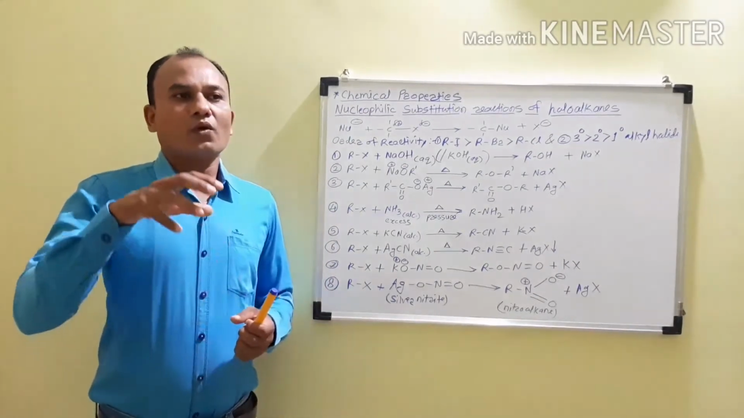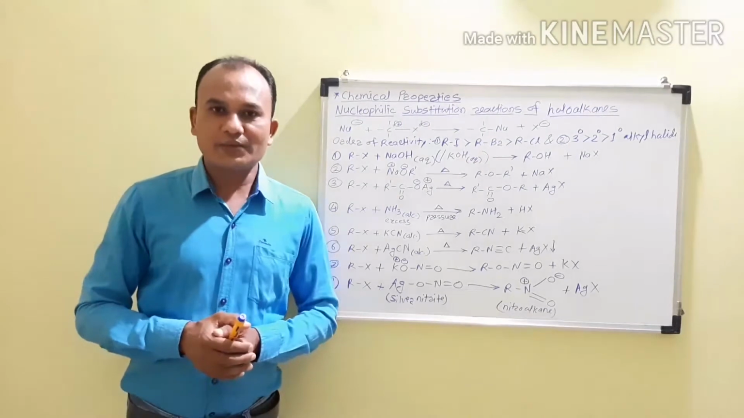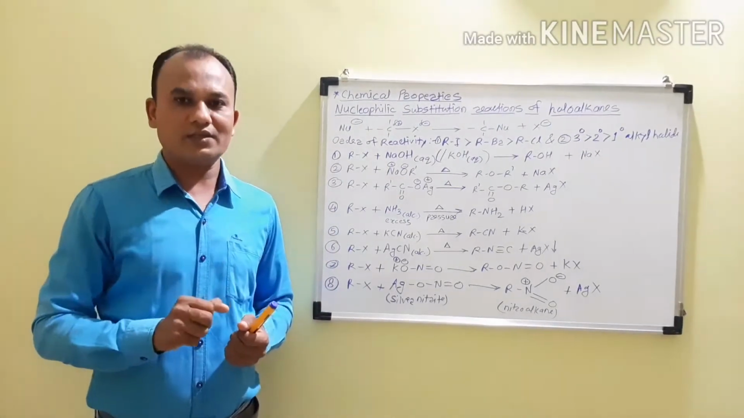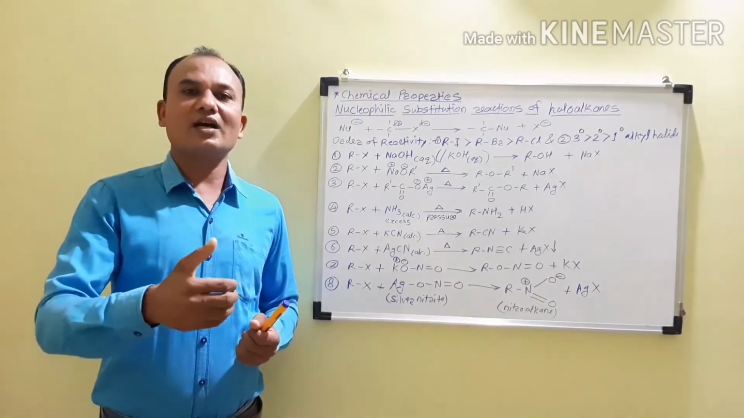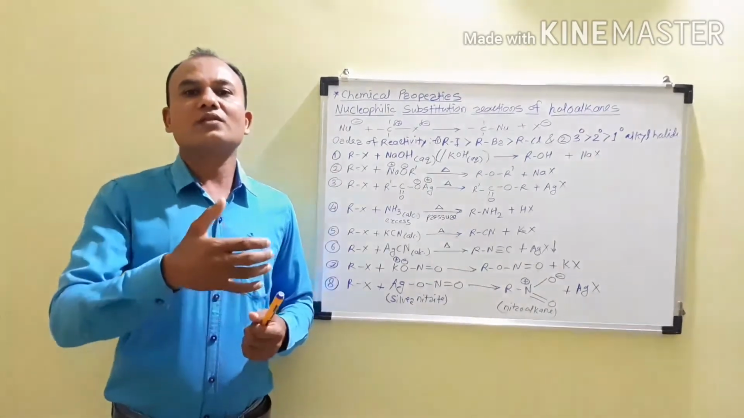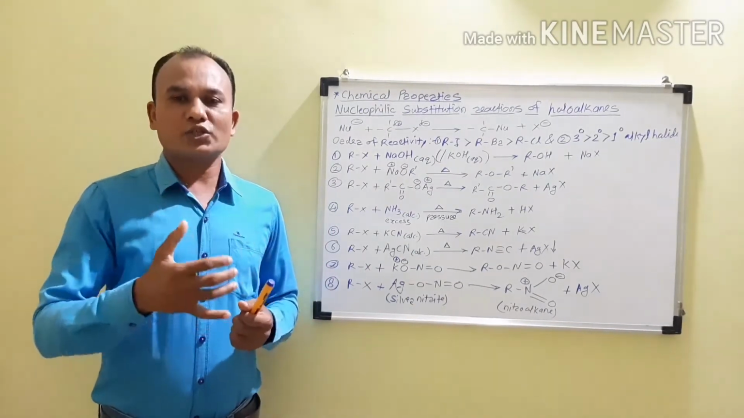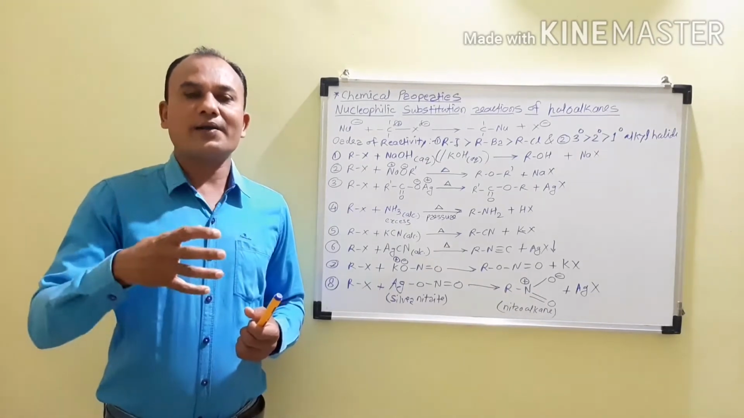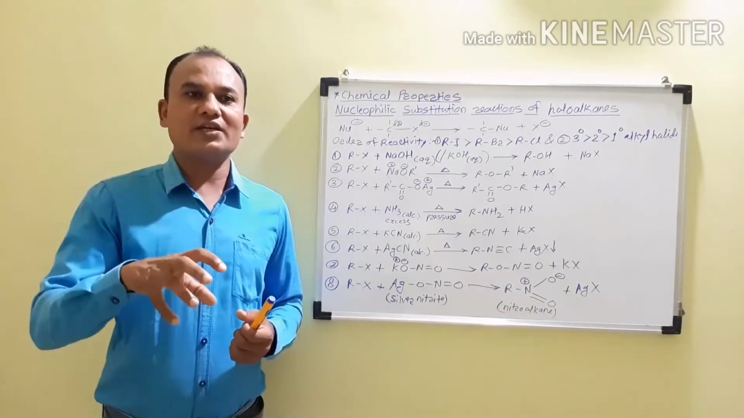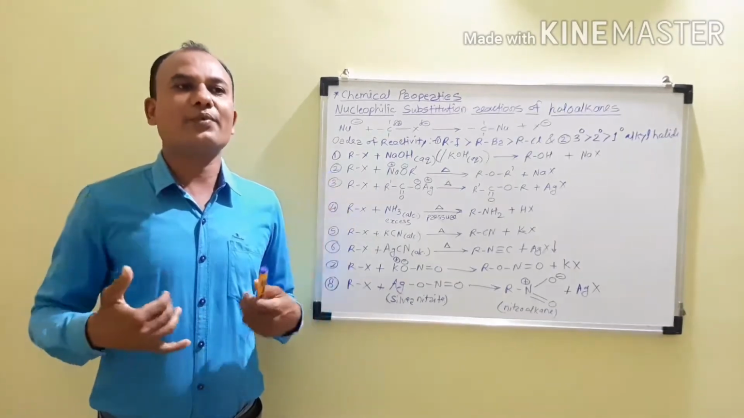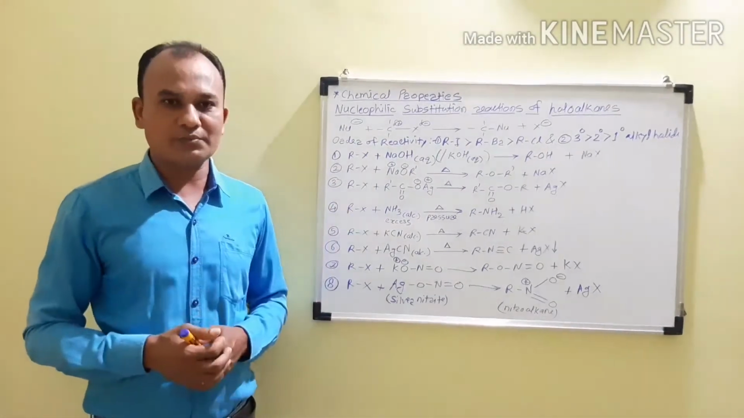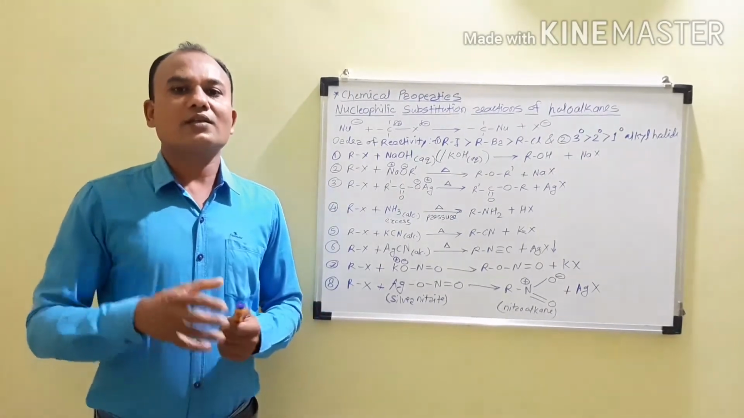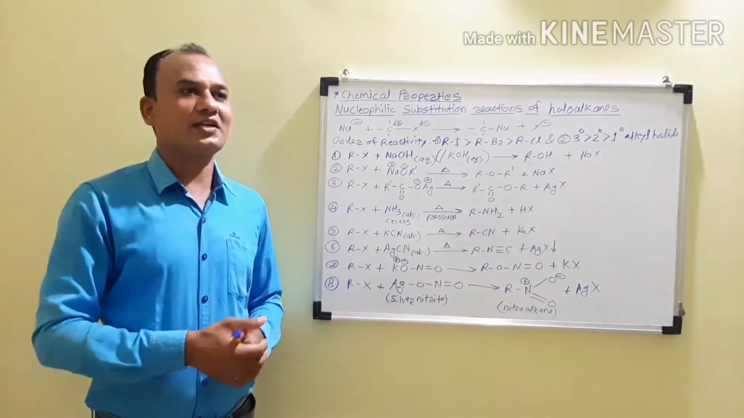Now when we are considering the nucleophilic substitution reactions, the attacking reagents are the nucleophiles. As you know, nucleophiles are negatively charged or electron rich species, and for the attack on the substrate they require a positively charged center. So what is the condition for the nucleophilic substitution reaction? There must be a positively charged center in the substrate.